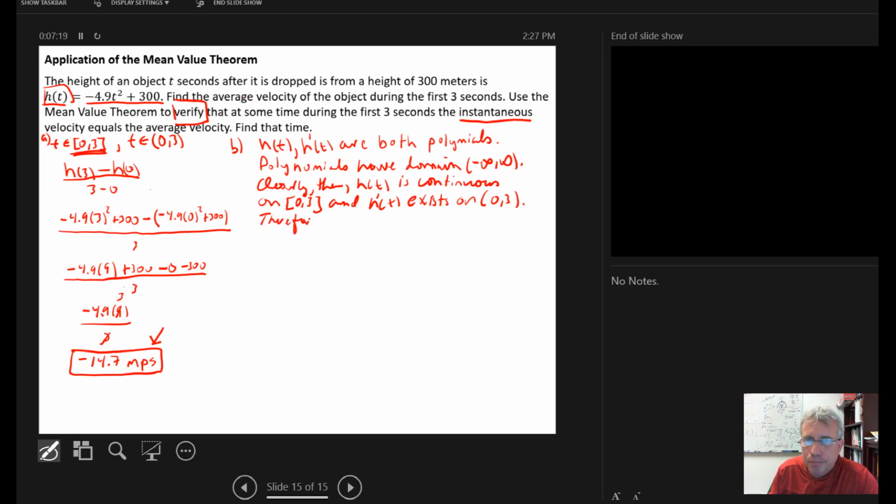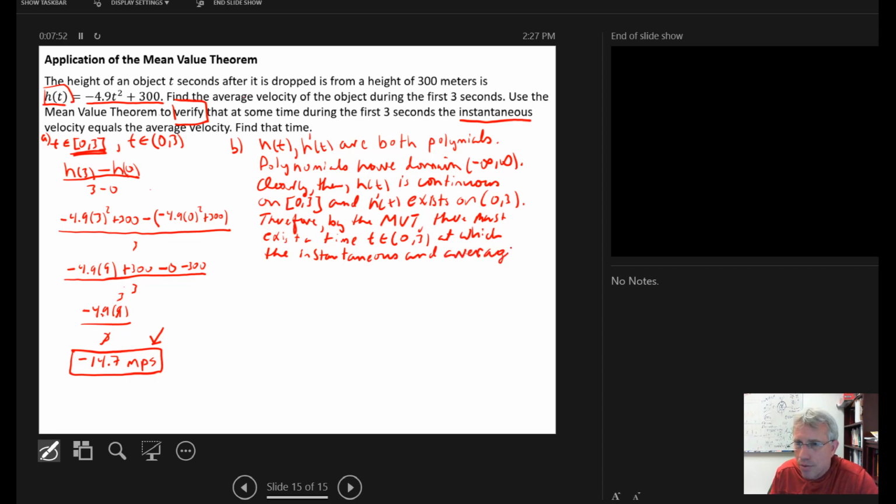Therefore, by the mean value theorem, there must exist a time t on the interval from 0 to 3 at which the instantaneous and average velocities are the same. So that's the verify step.